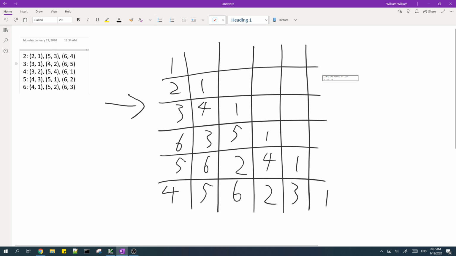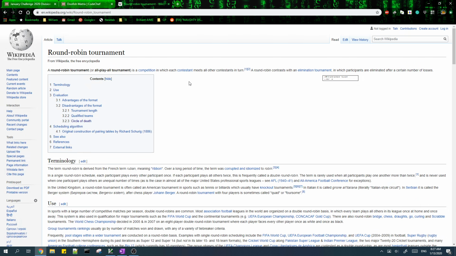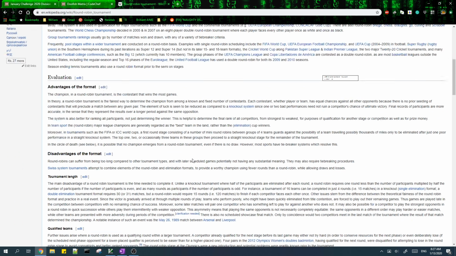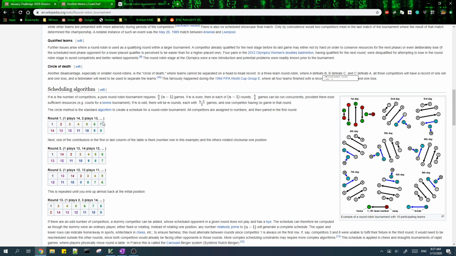So how do we find this distribution? This is actually a well-known problem, known as the round robin tournament. So you can simply follow the algorithm to generate a round robin tournament for a matrix.